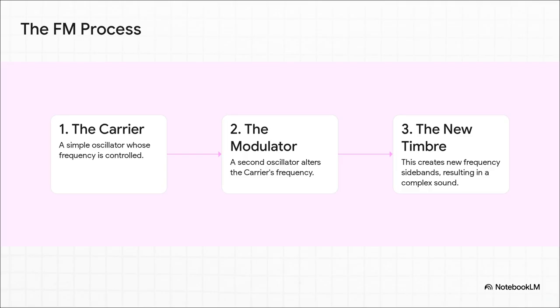So it starts with a pure, simple sound wave, and we call that the carrier. Then you take a second, totally silent wave, the modulator, and you use it to rapidly wobble the frequency of that carrier. The result of that interaction? A completely new, incredibly complex timbre just bursting with rich harmonic details that weren't in either of the original waves.